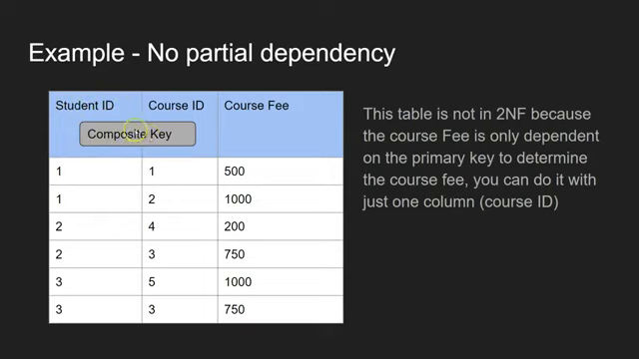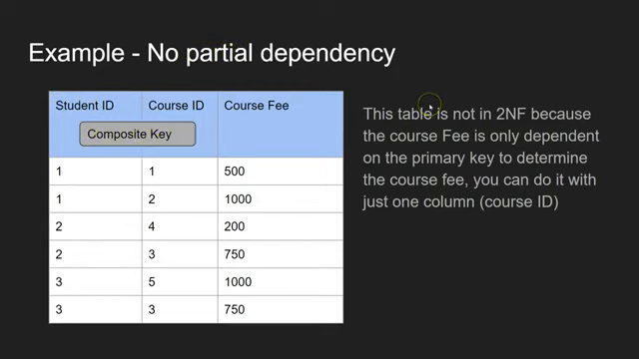So this is the composite key, but this bit is only dependent on that bit, and it's not dependent on that bit. And that's where you get this partial bit, because it is dependent on this part of the composite key, but it's not dependent on this part of the composite key. So that's where we get the partial part of it.